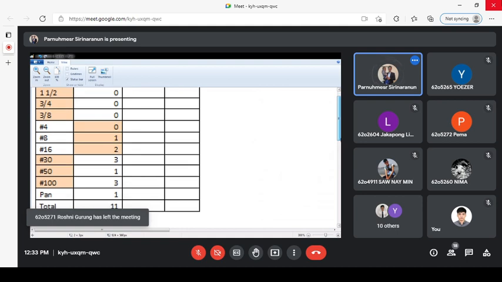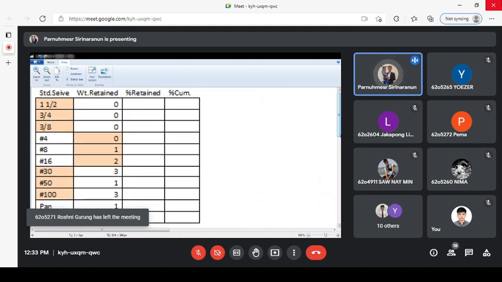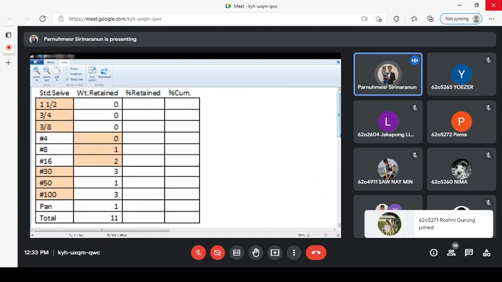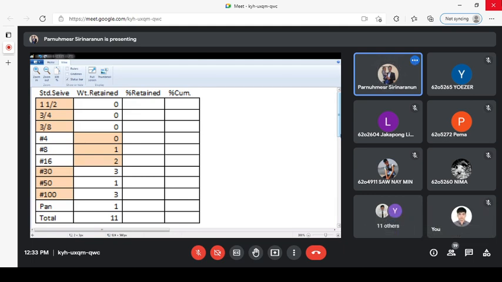So, I would like to show you the general example of your aggregate when you do it in the lab. Clear? For this example, your aggregate is retained only on sieve number 8, number 16 until the pan, and you find the total number equal to 11, something like this.